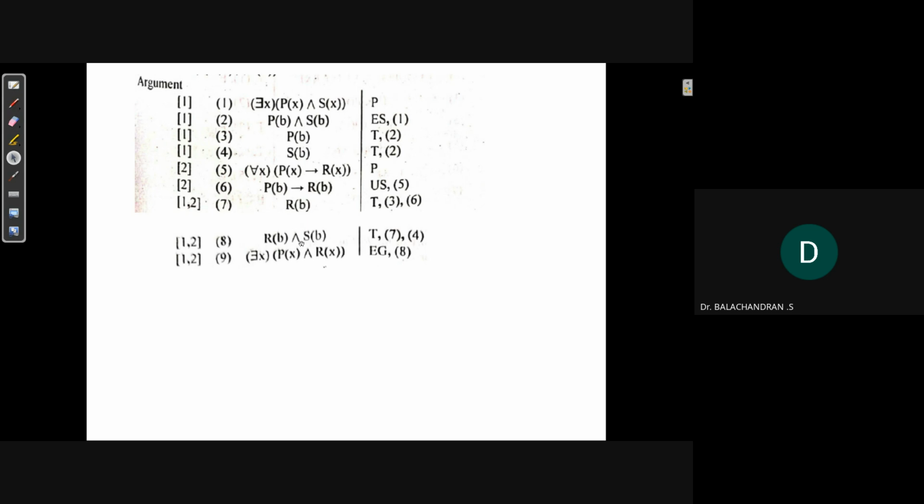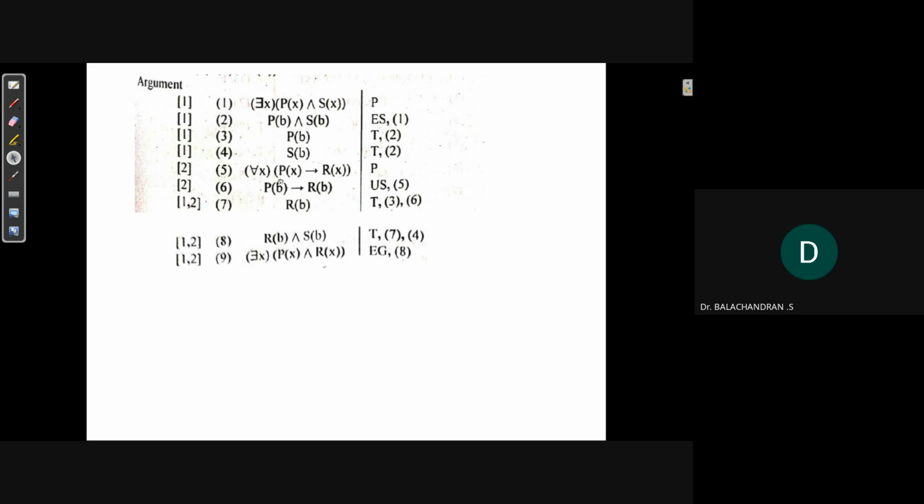R of B and S of B I am getting from the combination of there exists and every. So finally I'll put there exists. From here to here I'll use rule EG: there exists x, P of x and R of x.